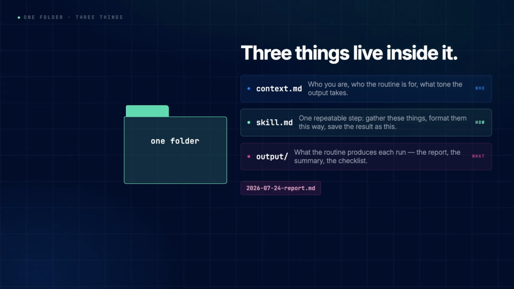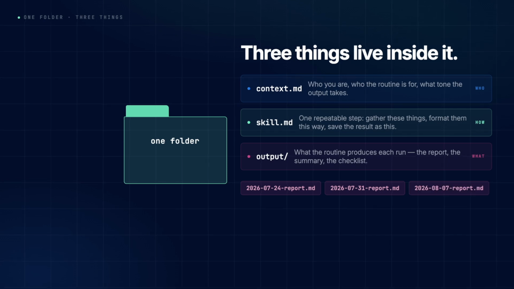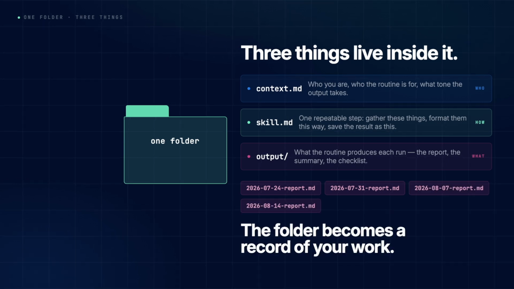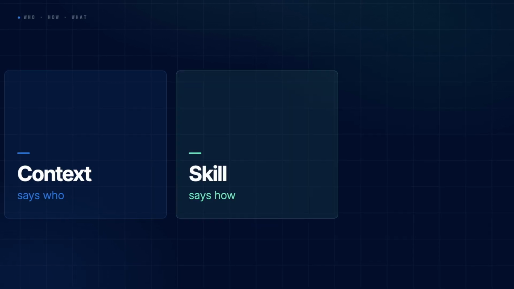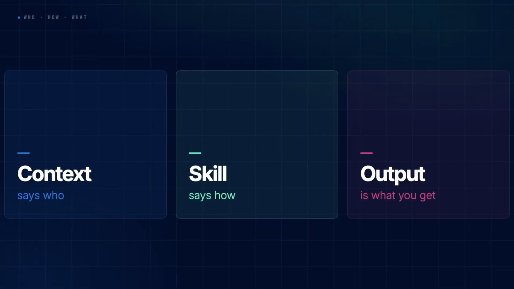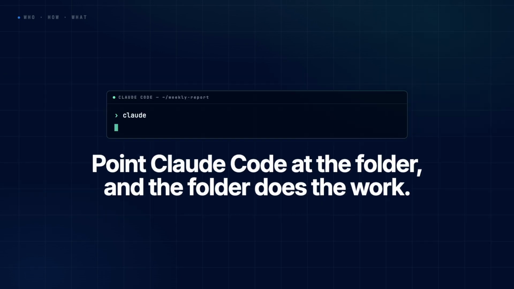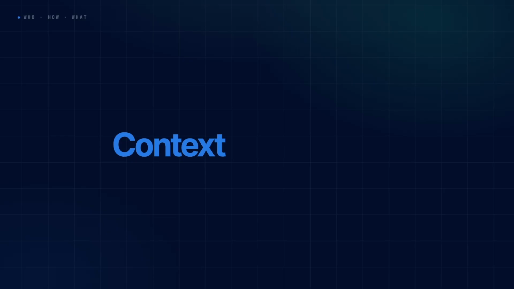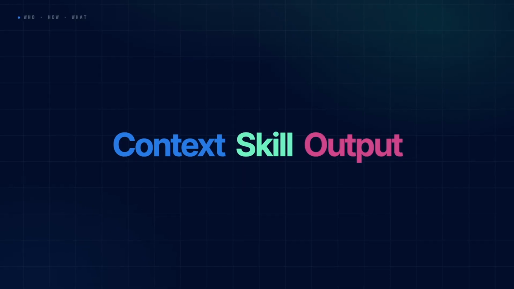The report, the summary, the checklist, and each run adds another one, and the folder becomes a record of your work. Context says who, the skill says how, and the output is what you get. Point Claude Code at the folder, and the folder does the work. Not an app, not a subscription, a folder. Context, skill, output. Let me give you an example starting from an empty folder.